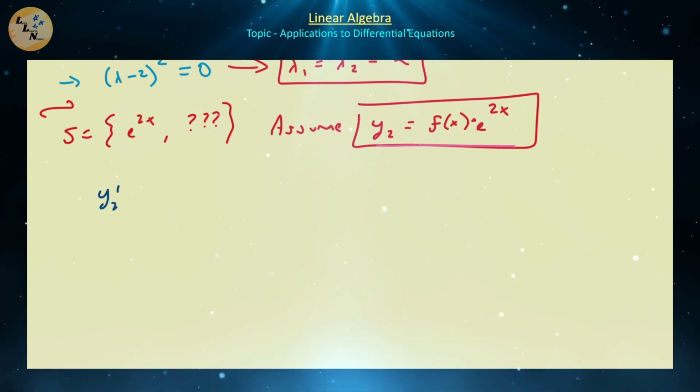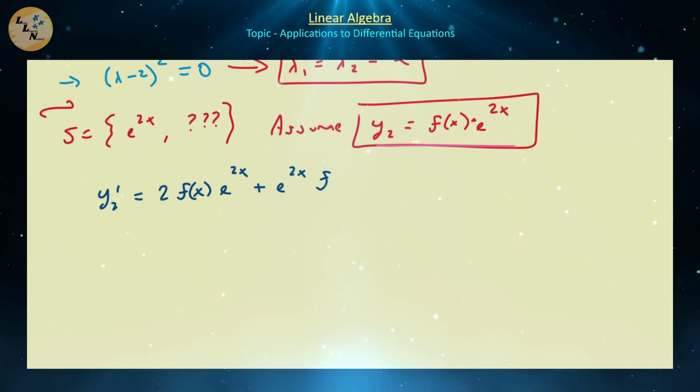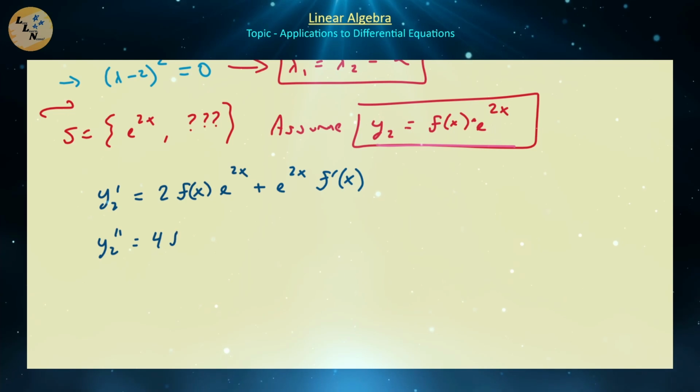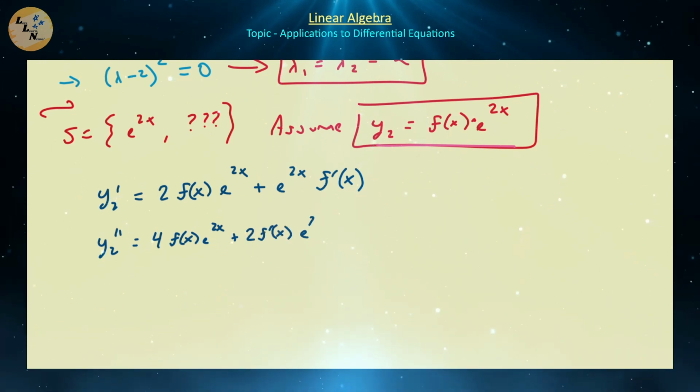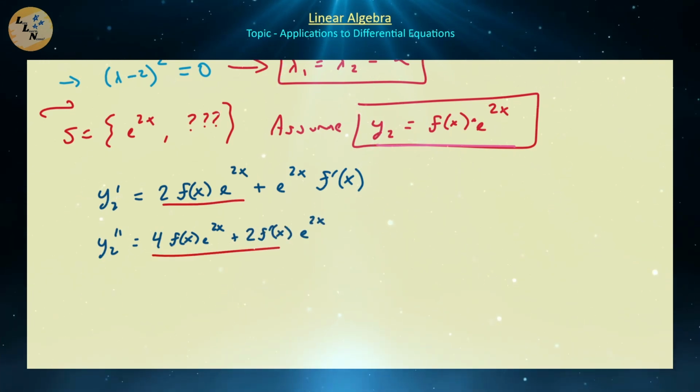So the first derivative of this, by the product rule, is going to be equal to the first times the derivative of the second, plus the second times the derivative of the first. And if we take the second derivative of this function, we're going to have the first times the derivative of the second, so 4f(x)e^(2x), plus the second times the derivative of the first, so 2f'(x) times e^(2x), so that is the derivative of the first.